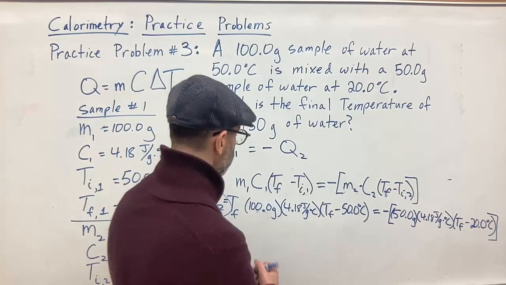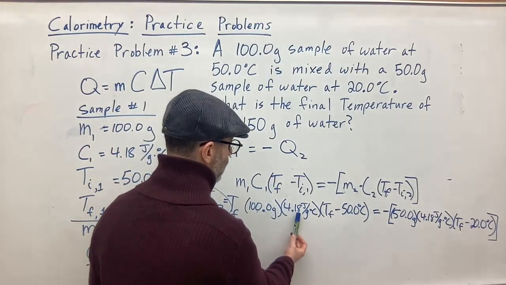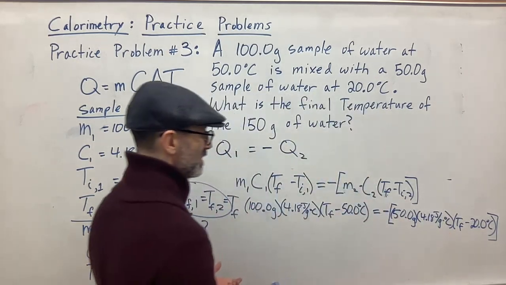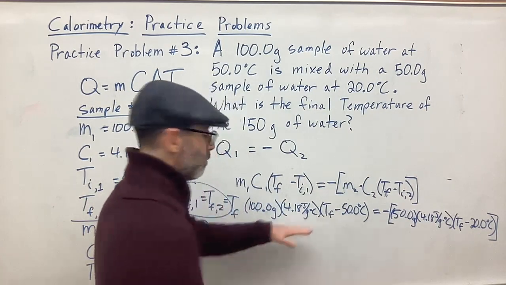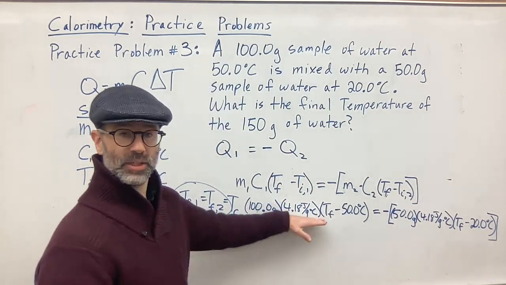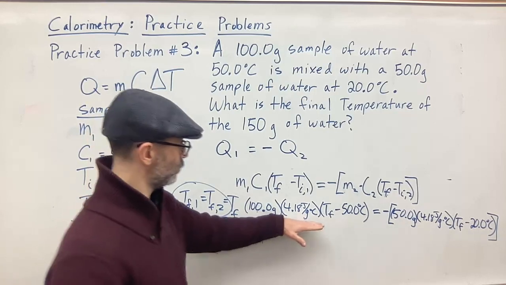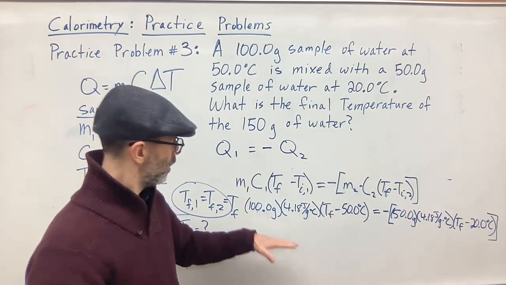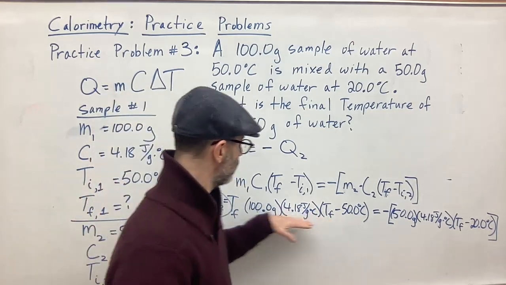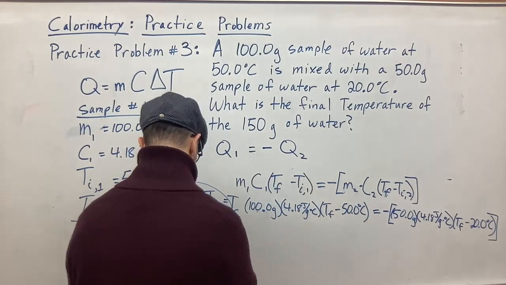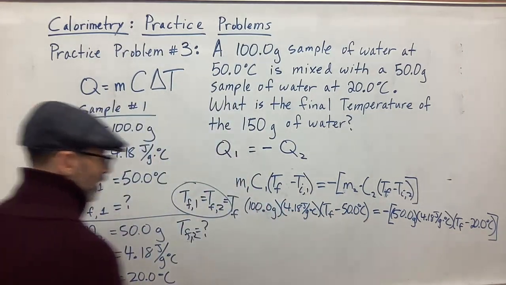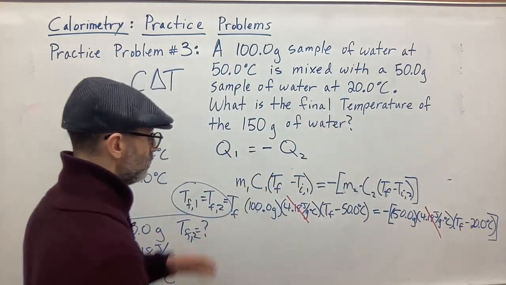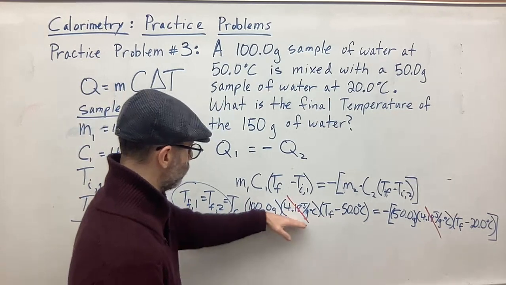Now, one of the things that's going to simplify this is notice that the 4.18 here, the specific heat, and here the specific heat is the same. So you can actually cancel those out. But if you forget to cancel those out, the math works the same, so don't worry about it. But if you remember to cancel these out, then it gets a little bit easier, and you don't have to worry about multiplying with these two numbers.